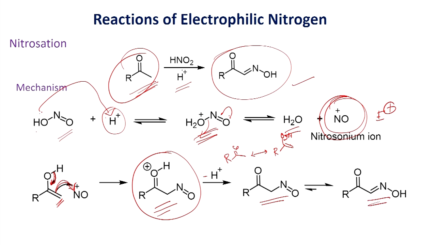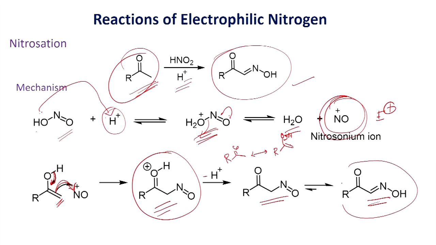Therefore, if you have HNO2 in acidic medium, it can readily react with the enols, and you get the addition product. What you do here, you make a new carbon nitrogen bond between this carbon and the nitrogen of this nitrosonium ion. So in this reaction, as I mentioned just now, this acts as electrophile, this acts as nucleophile.